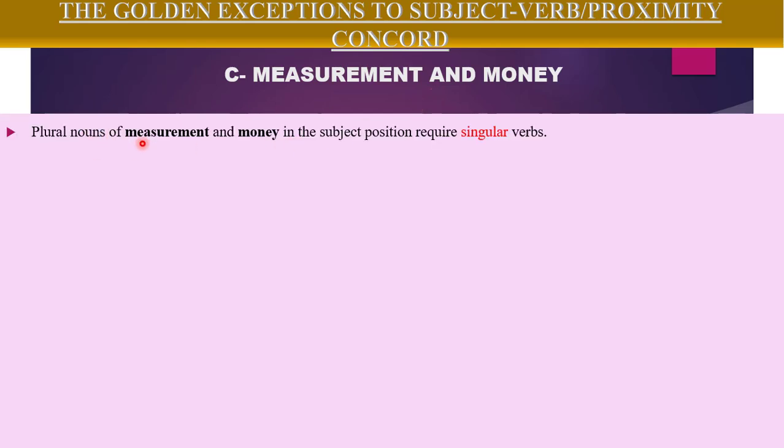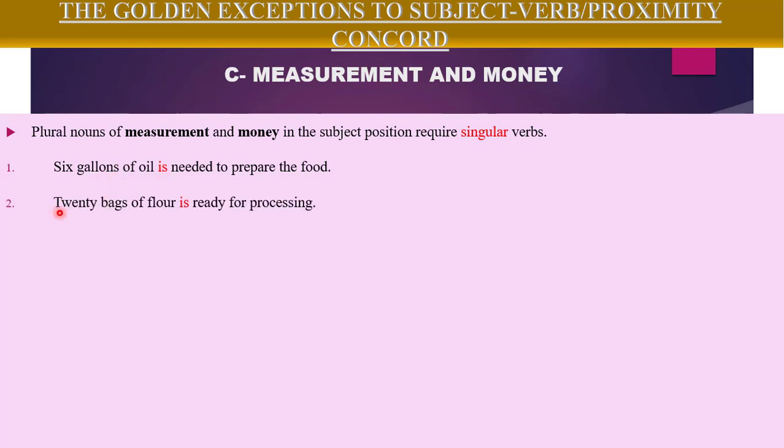Whenever you have plural nouns of measurement and money in the subject position, it requires a singular verb. For example, 6 gallons of oil is needed to prepare the food. This is because we have a noun of measurement. Another instance, 20 bags of flour is ready for processing. So this is a noun of measurement, so we will select a singular verb.